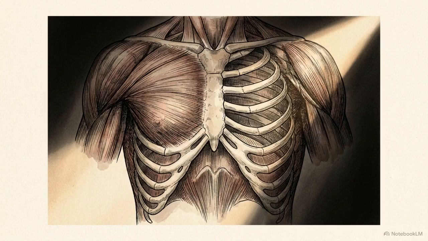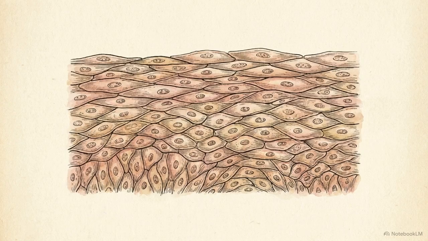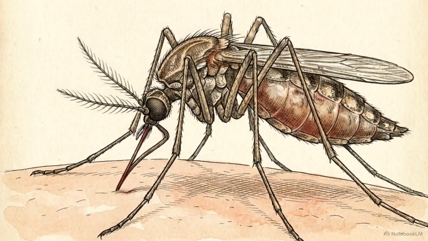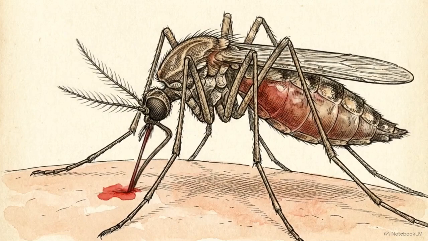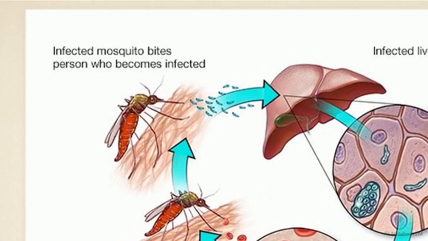Airborne pathogens exploit our biological need to breathe. Stopping them requires manipulating environmental conditions and using isolation to clear the air. Some pathogens bypass our external defenses entirely. They require a vector, a biological middleman like an insect or an animal, to physically inject them into a human host. This diagram maps malaria's transmission cycle.